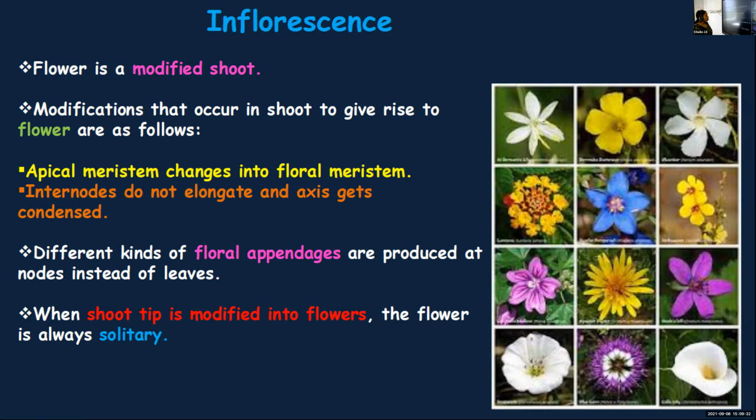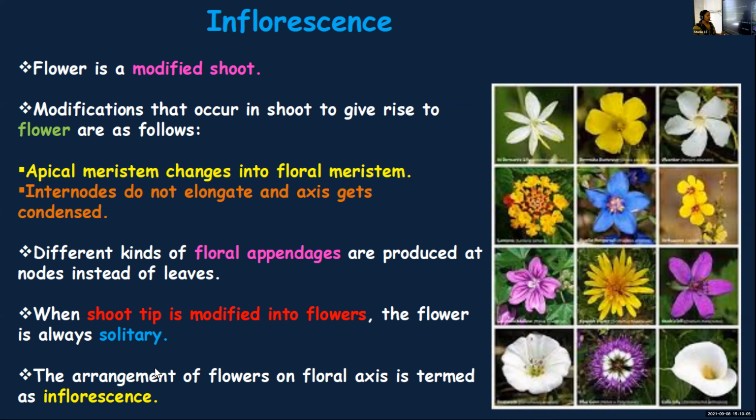And when the shoot tip is modified into flowers, the flower is solitary. In some plants, you can see a single flower produced at the tip, not a bunch or a group of flowers, just one flower. Solitary means only one flower. The flowers will be produced alone, independent flowers. So when the tip of the shoot is undergoing changes and getting transformed into flowers, the flowers will be solitary.